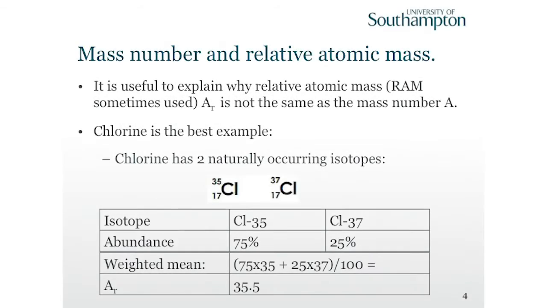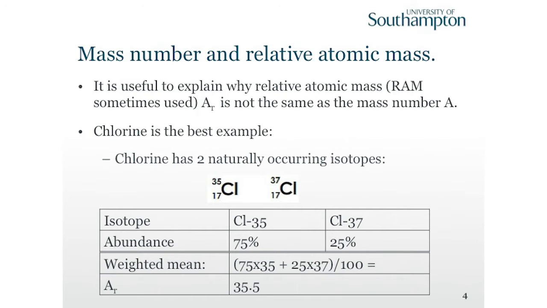So they need to be clear about what that means. On the slide I've got the example of chlorine, which has a relative atomic mass of 35.5 on pretty much all periodic tables. The reason that it's not a whole number is because there are two naturally occurring isotopes of chlorine. It has an atomic number of 17, but the mass number of the two isotopes are 35 and 37. So there's also an example on the slide of how you can calculate the relative atomic mass, knowing that there's 25% chlorine-37 and 75% chlorine-35.